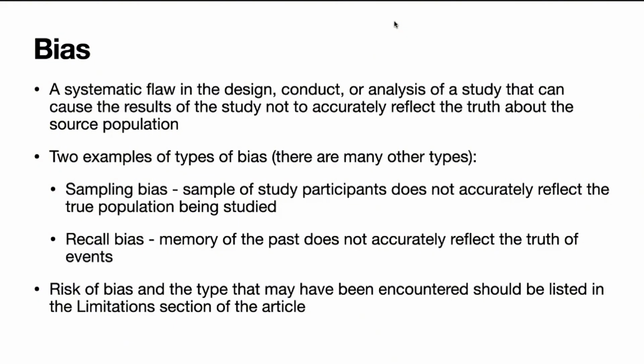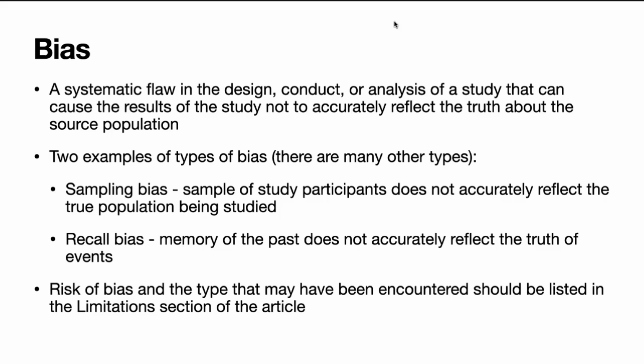So two types of bias, and there are many, many types of bias, but two examples are sampling bias, where the sample of study participants does not accurately reflect the true population being studied. So say I'm doing a study on college students in Naperville, and I decide to also include some of their parents. Well, then, if that sample is supposed to be representative of college students of Naperville, then I would have some sampling bias in there.